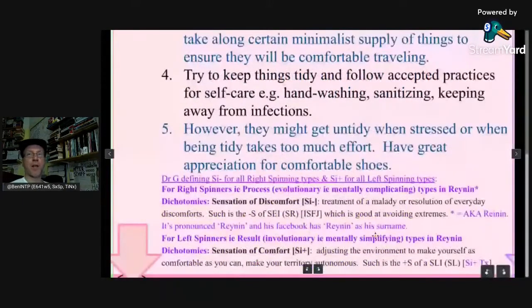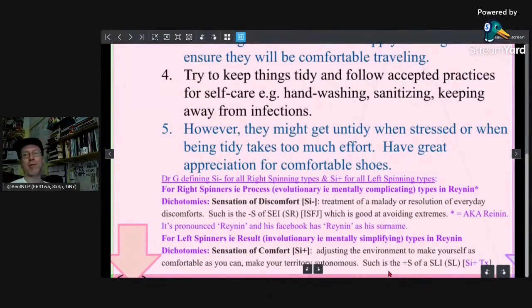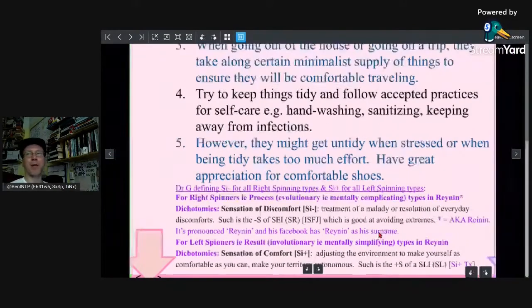This, the SI minus works for ISFJ. Treatment of a malady or resolution of everyday discomforts. Right, so like Kersey has ISFJ being good as a nurse, doctor, general practitioner. This one, adjusting to the environment to make yourself as comfortable as you can, make your territory a little bit autonomous.